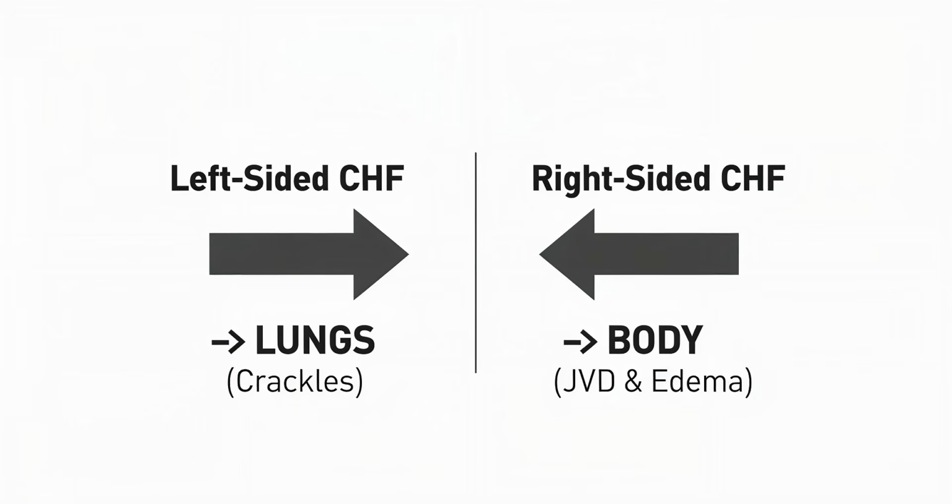Congestive heart failure, or CHF, is when the heart can't pump effectively. Left-sided failure causes blood to back up into the lungs, leading to pulmonary edema and crackles. Right-sided failure causes blood to back up in the body, leading to jugular vein distension and peripheral edema.